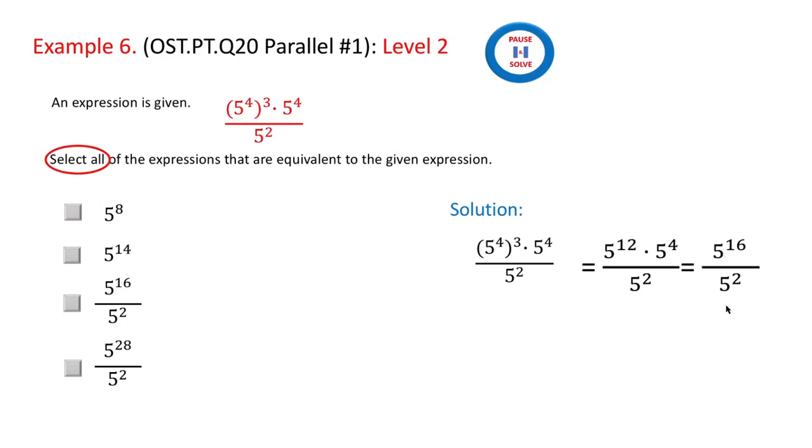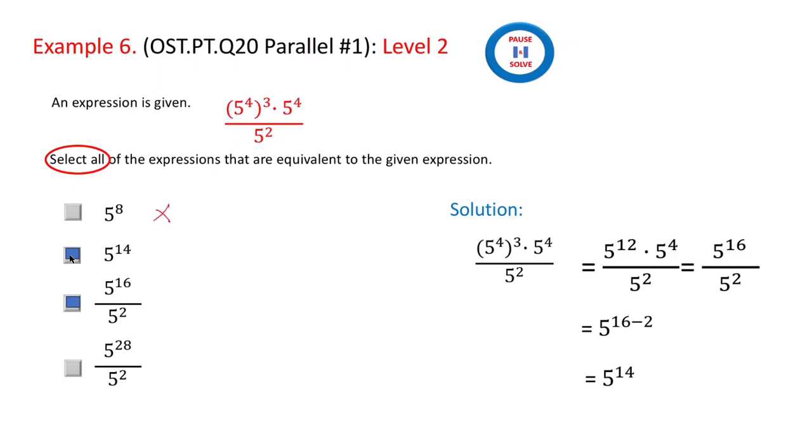5 to the power 16 divided by 5 to the power 2. It so happened to be right here. Now I'm going to also take this and bring it up. That will be 16 minus 2. 5 to the power 14, somewhere here, it's right here. Now let's check if there's more of those.